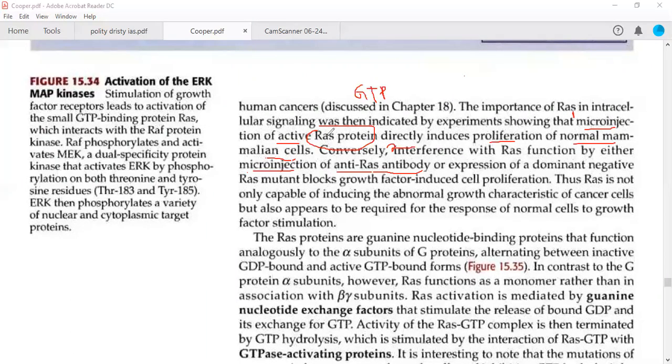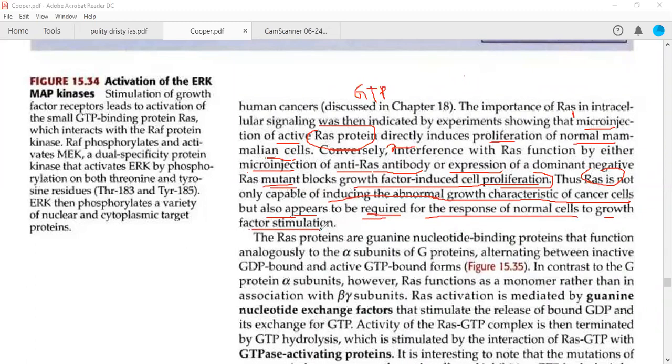So the cell will not proliferate at all. Or you will create some genetic dominant negative RAS mutants, mutants which will block growth factor induced cell proliferation in all the cells. Thus, they were able to recognize that this RAS protein is not only capable of inducing the abnormal growth proliferation of cancer cells, but it is also required for the responses of normal cells to growth factor stimulation.